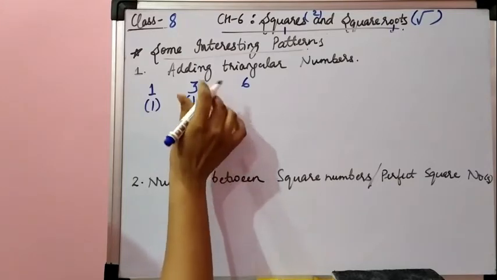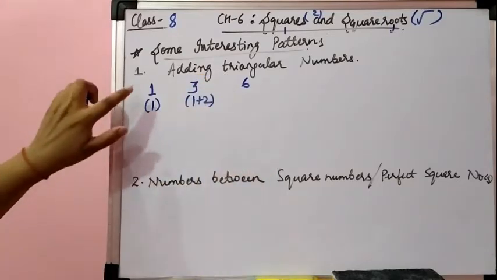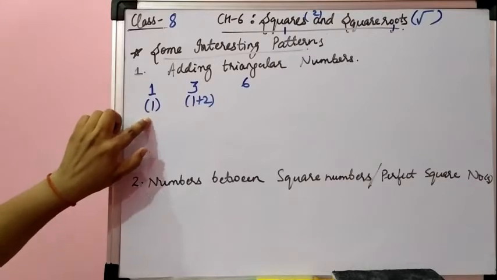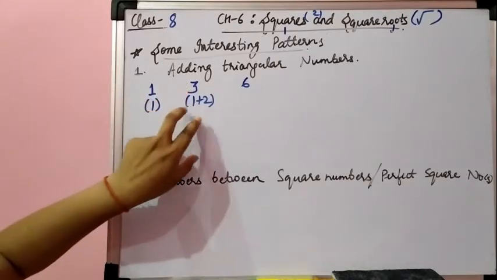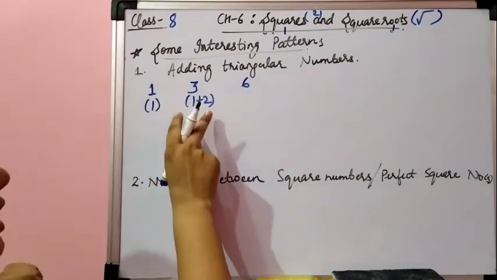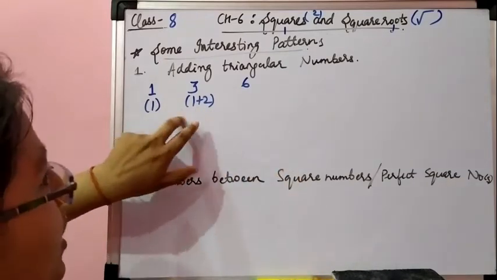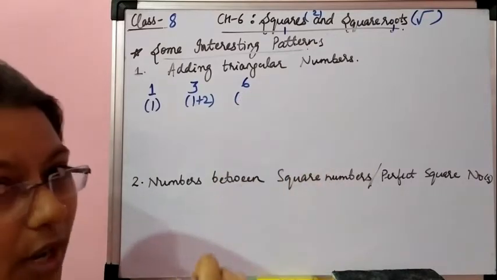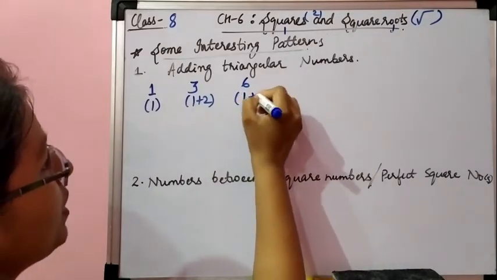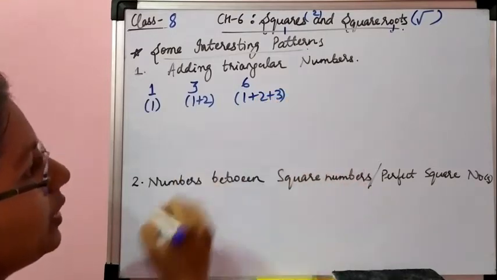consecutive numbers. The first triangular number is 1, so I will add only one number. Now the second triangular number is 3, so for finding the second triangular number, I have to add two numbers. It is 1 and 2. For finding the third triangular number, I have to add 3 numbers. So 1 plus 2 plus 3.